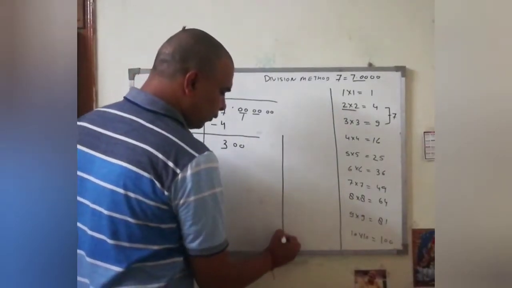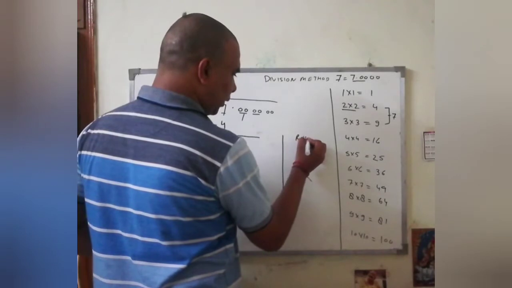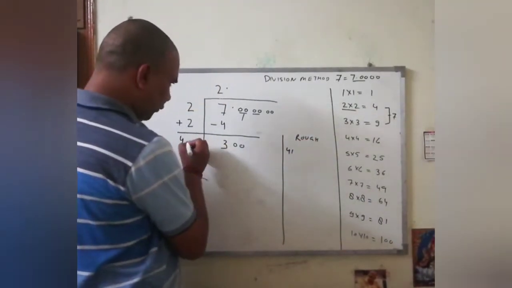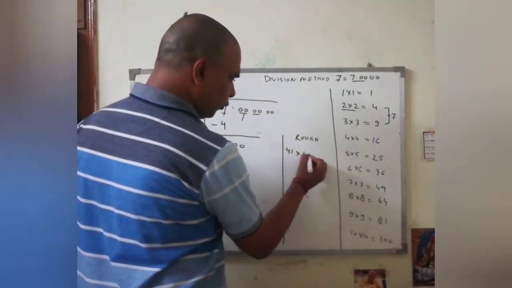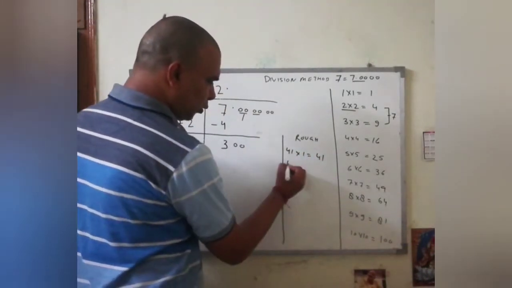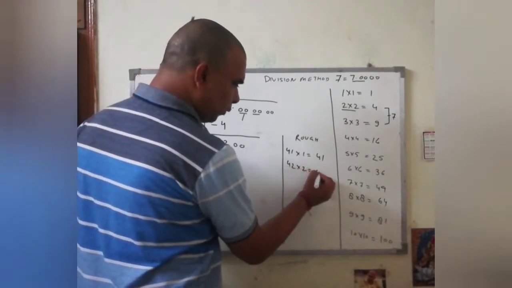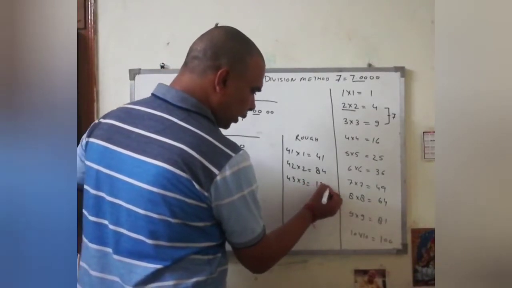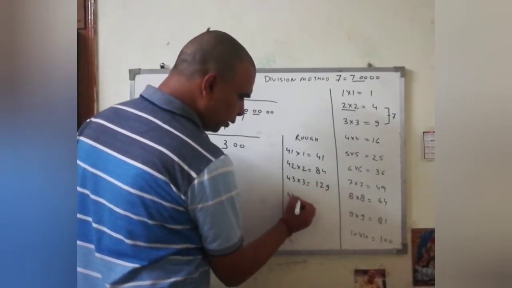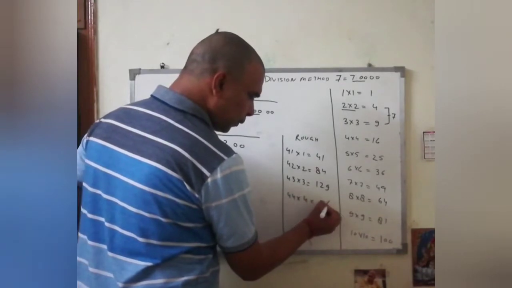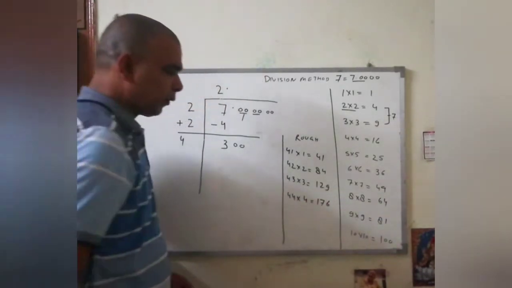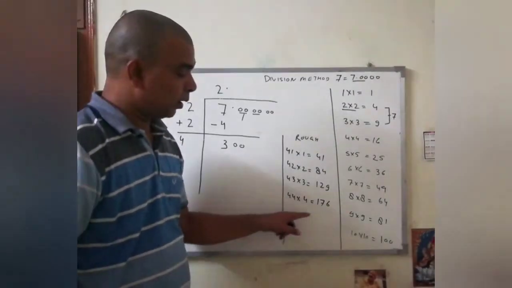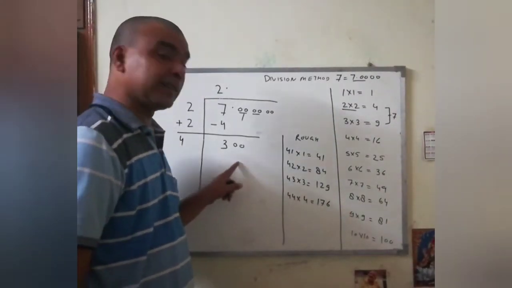So here is some rough work. We will be putting 4 and 1, 1 here, 1 here. 41 into 1 is 41. 42 into 2 is 84. 43 into 3 is 129. 44 into 4 is 176. If you see, 129 is less than 300. Now we check 4. 176 is also less than 300.